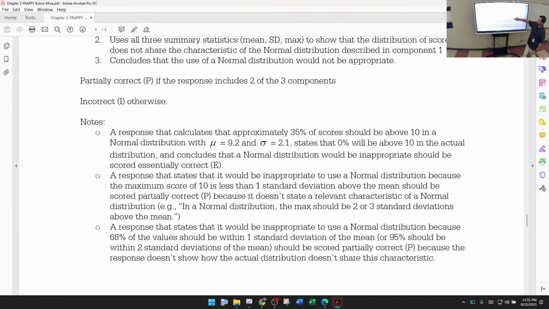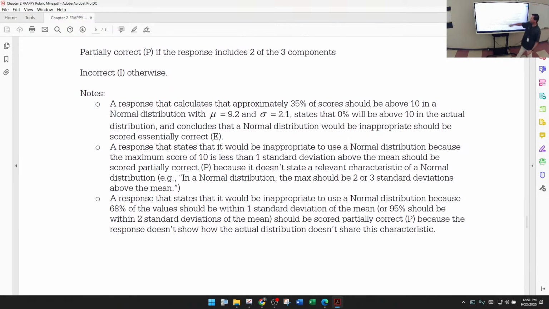It does say this down here in some notes, okay? A response calculates appropriately that 35% should be above 10 with a normal distribution with that mean and standard deviation. It states that 0% is above 10 and therefore concludes that a normal distribution will be inappropriate. That's enough because you linked both of them. You told me about the normal and about this distribution, and you told me how they don't look alike, that they can't work.